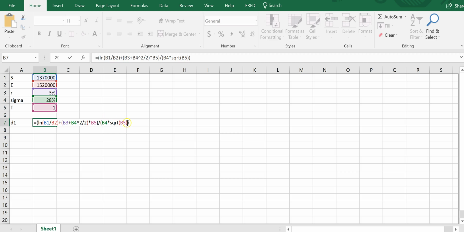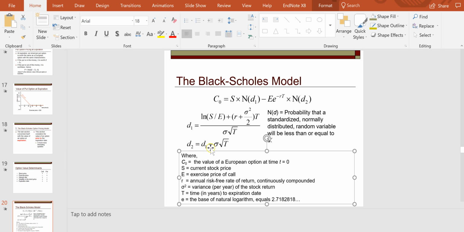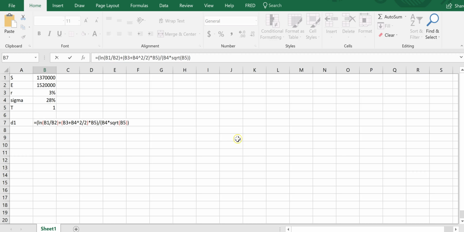If you don't have the parentheses, Excel will first divide by this B4, the sigma, and then multiply by square root of t. So that's not what we need, right? Because we need to divide by the product of these two numbers. Or if you don't want to use the open parentheses here or closed parentheses there, you can also use the divide sign for both. So you divide by B4, which is sigma first, and then you divide by square root of the B5 t, and then that will give you the same answer.